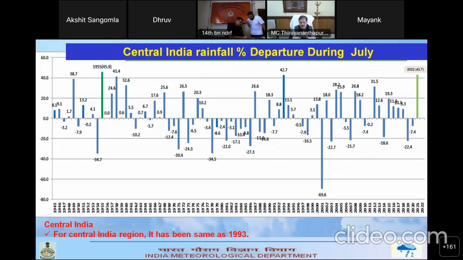Now, Central India rainfall for the month of July: this year, 2022, it was 42.7% above normal. It happened so in 1993 too, when it was 42.7. So after 1993, this year again, the same amount, 42.7. The highest has been in 1955, when it was 45.9% above normal. So therefore, it was a very good July for Central India and South India as a whole.